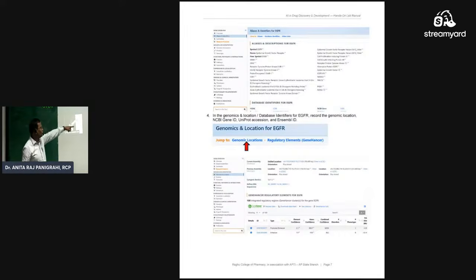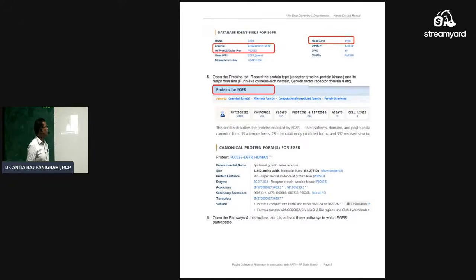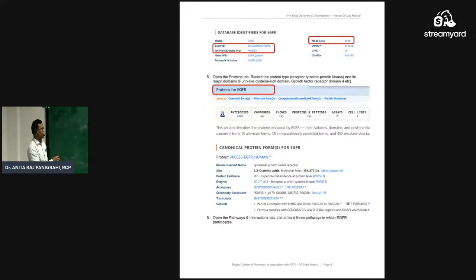Next, the fourth one, and they are also given arrows. Next, where you need to look for is also highlighted. This is step number 5. Then afterwards you want to go to the open pathways. Next one, madam.